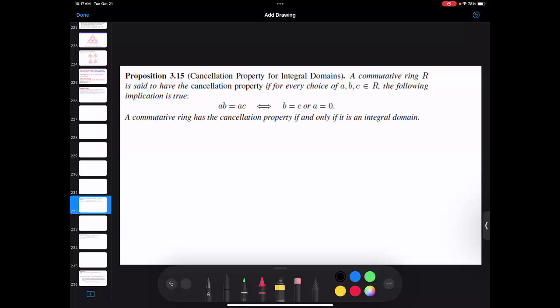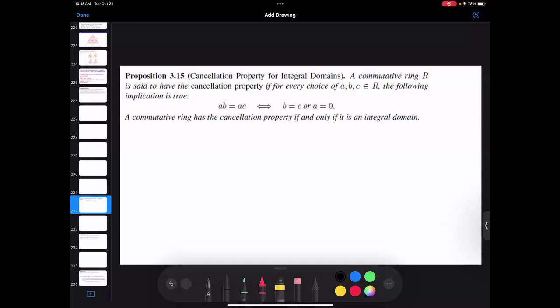So can somebody give me an example of a ring that is not an integral domain, where you have two numbers that are not 0, but multiply to 0? This is one of our go-to examples. So I want a ring where you have two numbers that multiply to 0, and neither one of them is 0. What are your thoughts?